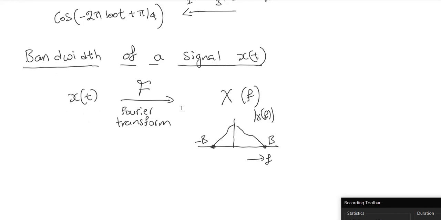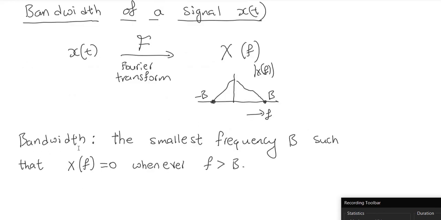When you take the Fourier transform, you get capital X of f. Then the bandwidth of the signal is defined as the smallest frequency capital B such that X of f is 0 whenever f is greater than B. So in a way, this is giving us the range of frequencies in this signal x of t.